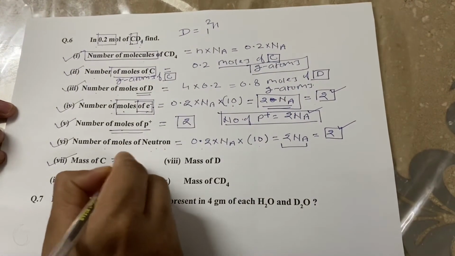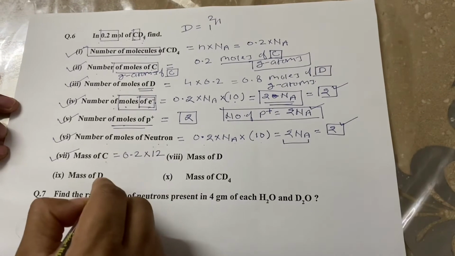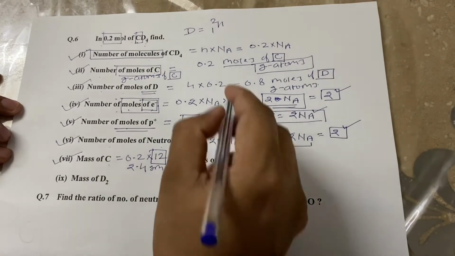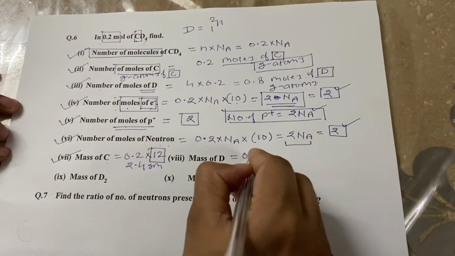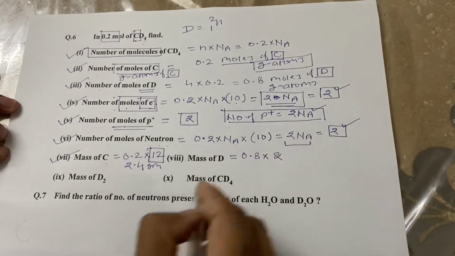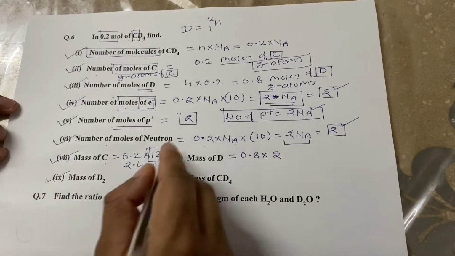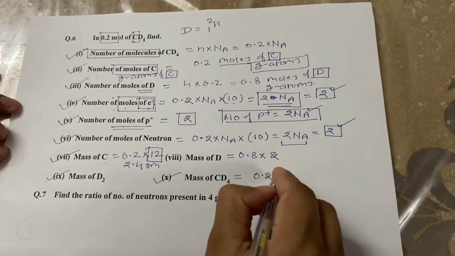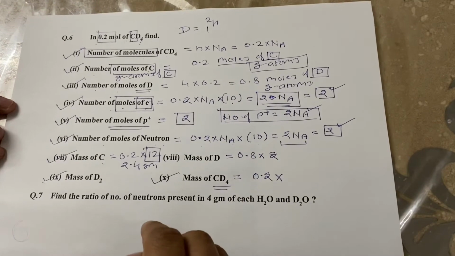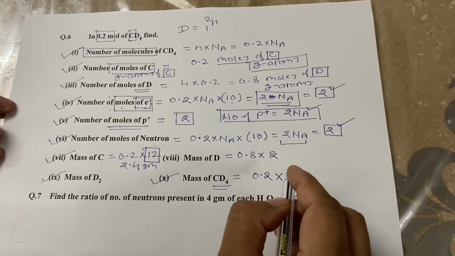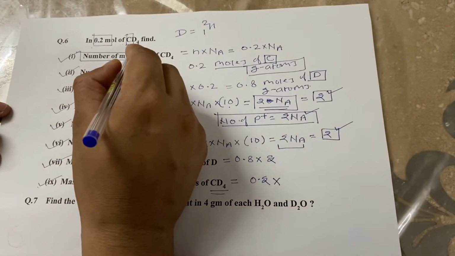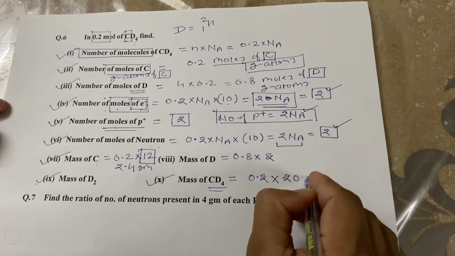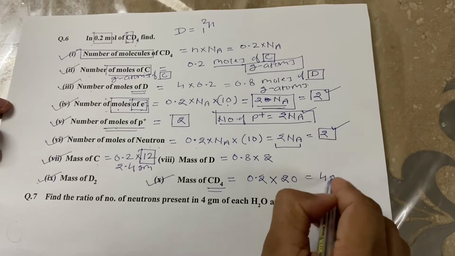Now it is required to calculate the mass of carbon in this 0.2 moles of CD4. Moles of carbon is 0.2, so we multiply by 12, which is the gram atomic mass. So you will get 2.4 gram. And the mass of deuterium, in the same way we can calculate, 0.8 into 2. Now the mass of CD4 will be equal to 0.2 moles times the gram molecular mass of CD4. Definitely carbon will be 12 and deuterium will be 4 into 2, which will be 8. This will be equal to 12 plus 8, that will be 20. So we will get 4 gram.